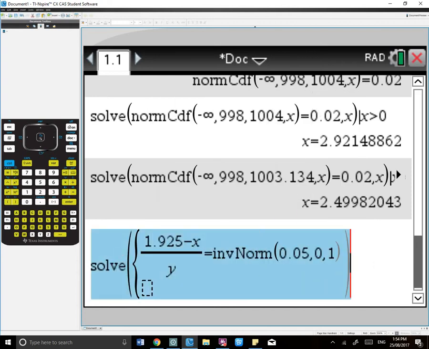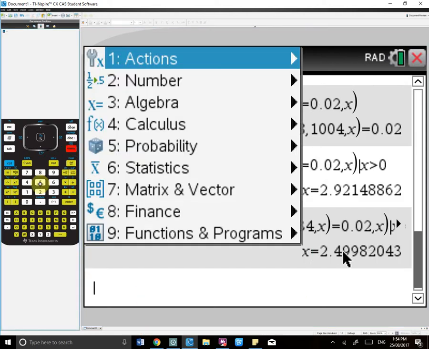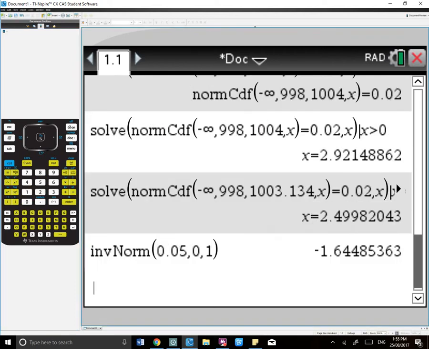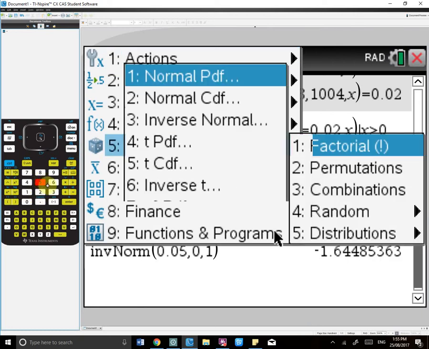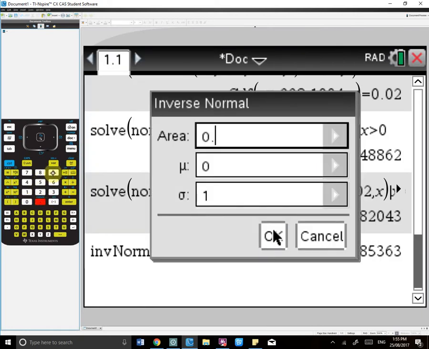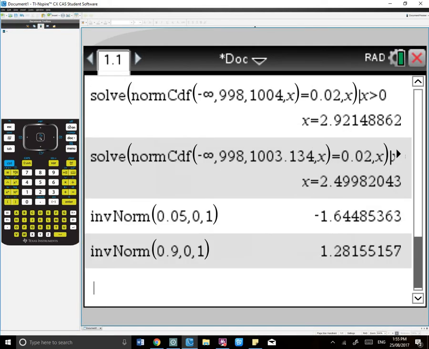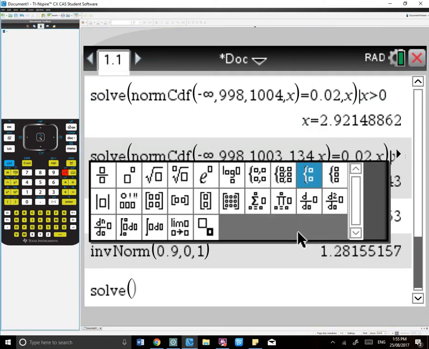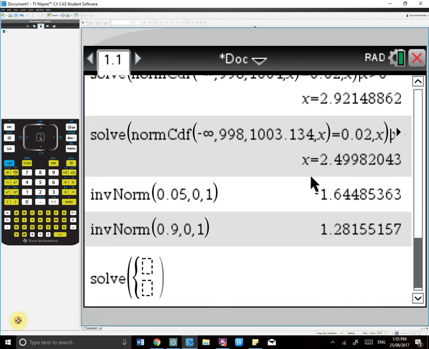I need to find that value out first. Inverse normal with 0.05, 0 and 1. That's the value. And you have another one, inverse normal. You want 0.9, because it's 10% on the other side. You only look for the left, so it's 90%, which is 0.9, with 0 and 1 as well. So you have this value here. Then you go for menu 3, 1 to solve, solving them simultaneously.